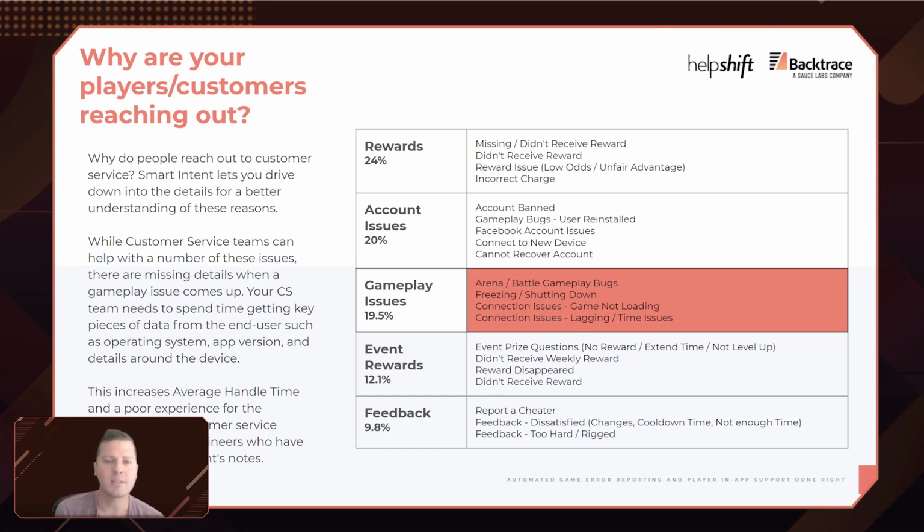And what we see here is that the biggest grouping of issues are gameplay issues, which is a great way for us to identify the type of issues they're having, right? They could be arena battle gameplay bugs, freezing, connection issues. But the problem is that, while we know what the issues are, it's hard to start troubleshooting this. It becomes this pit of what can be causing these gameplay issues.